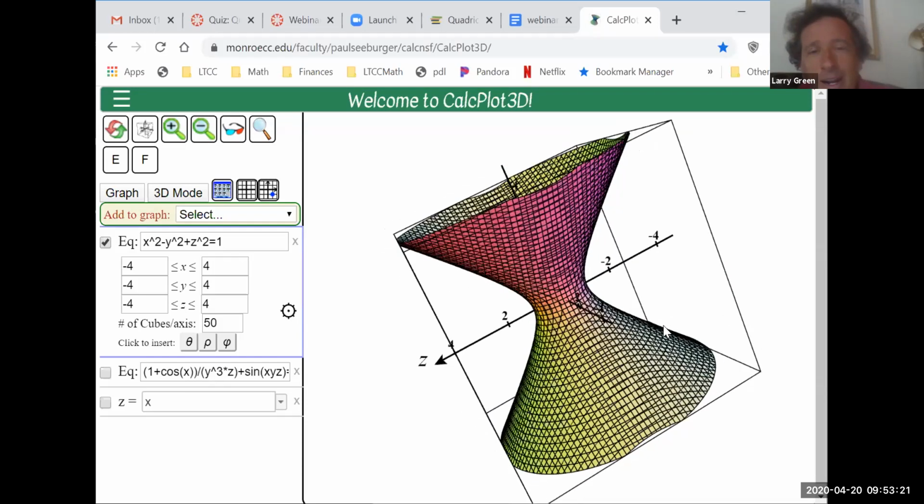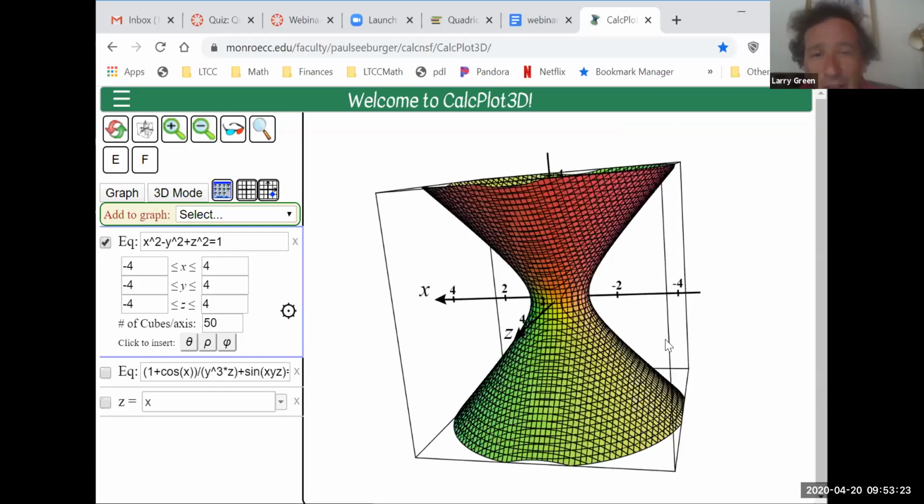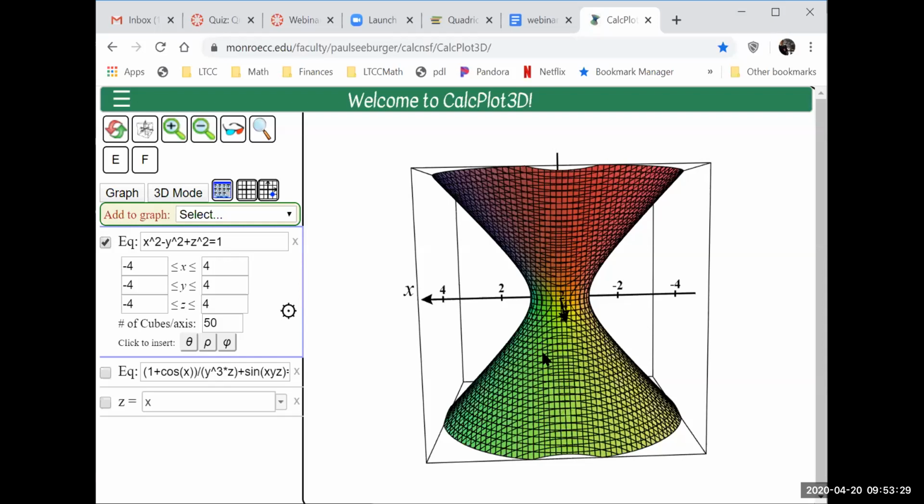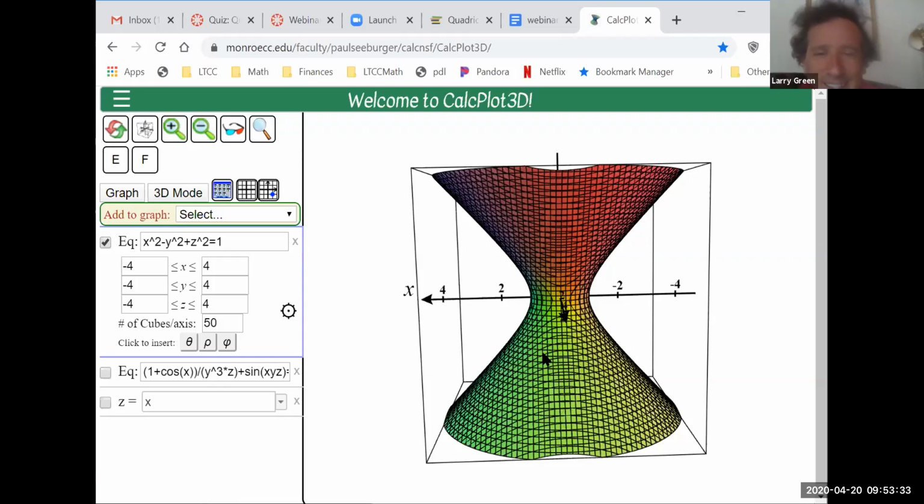If we were at UC San Diego, you all know what this is. An hourglass? Yeah, it kind of looks like an hourglass. There's a nuclear plant that has that shape, by the way. So it kind of looks like an hourglass, and we have a name for it. It's called a hyperboloid of 1 sheet.